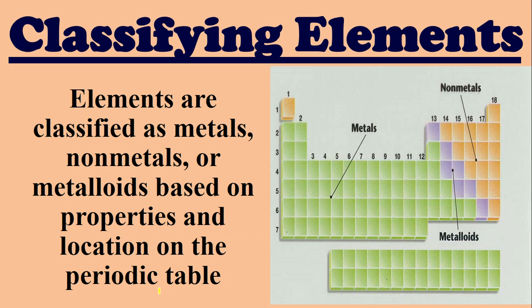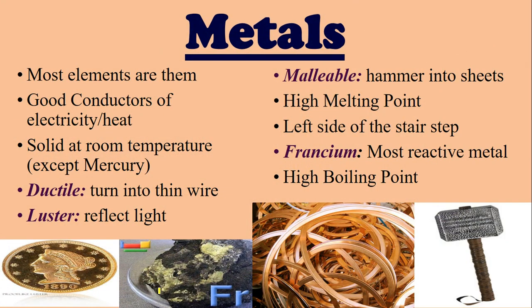So, elements are classified as metals, nonmetals, or metalloids based off their properties and the location of them on the periodic table. Let's talk a little bit about metals. First off, most elements are metals. Most elements on the periodic table are metals. They're good conductors of heat and electricity. Most of them will allow heat to transfer with it. They also will allow electricity to transfer with it.